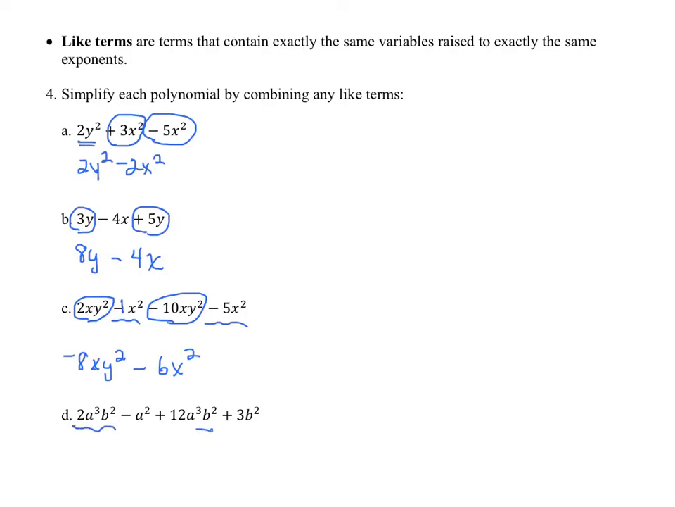All right, let's check this one out. This guy and this guy, and no way for him, and this guy stands alone too, like the cheese. Let's combine the squiggly guys. 14a cubed b squared minus a squared plus 3b squared. Done.